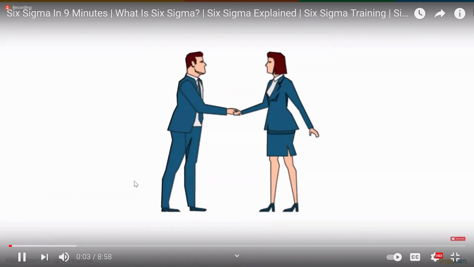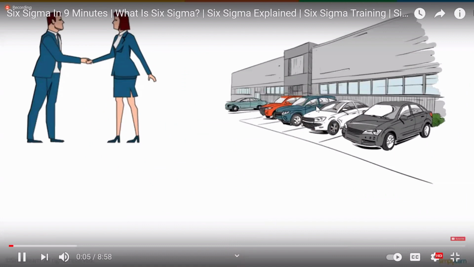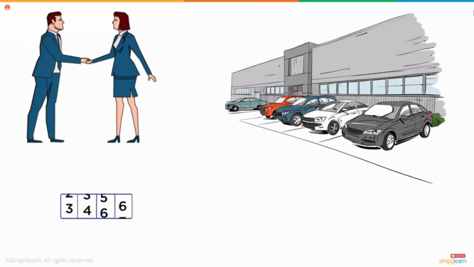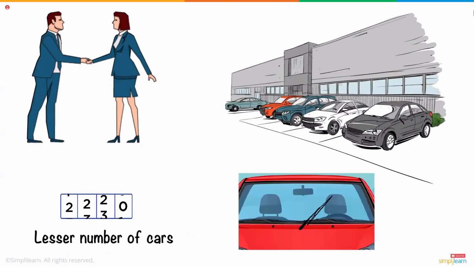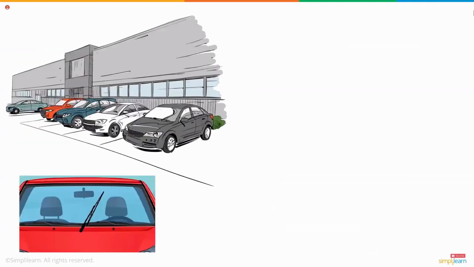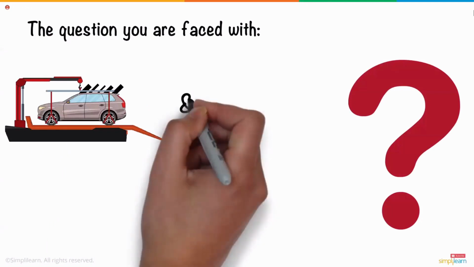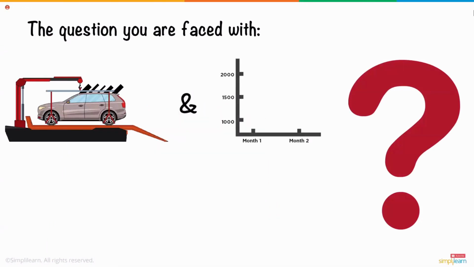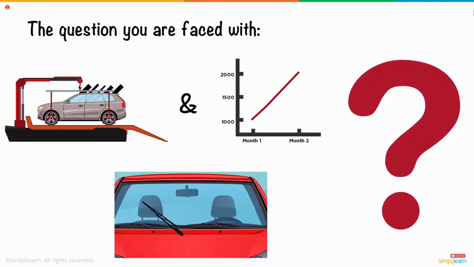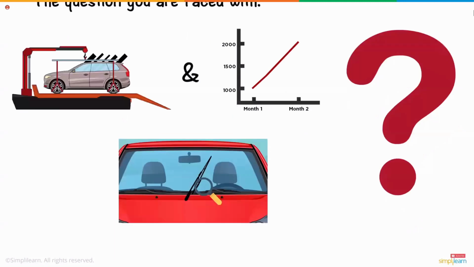Project at work. The company you're working for produces luxury cars. The production numbers are going down, and a lesser number of cars are getting manufactured each day. There also seems to be an issue with the quality of the windshield wipers that go on these cars. The question you are faced with: is there a way for the company to stop the stall in production and increase the production per day from 1,000 to 2,000? Also, is there a way to find out what's causing the drop in the wiper quality?